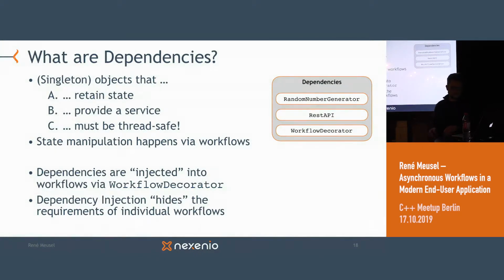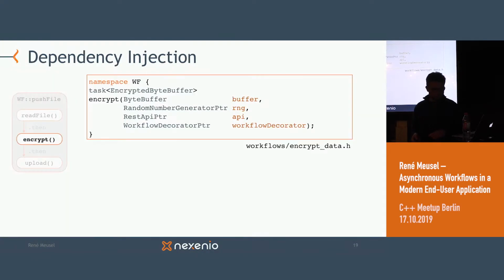So how does this look in the code? Say we want to look at the encrypt sub workflow and how to call it from the orchestrating push file. The encrypt actually has a more complex API. It needs a random number generator, it needs a REST API to talk to our backend service, and it also needs the workflow decorator. The workflow decorator in itself is also one of our dependencies, because it offers the service of calling other workflows.